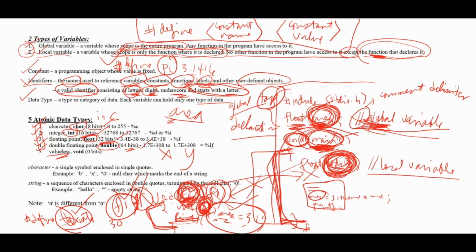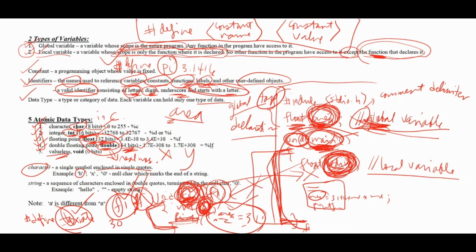These two, float and double, are real numbers, meaning numbers with decimal places. But this double is a real number with 64 bits of RAM space, while float is a real number with only 32 bits of RAM space. Now, integer is a whole number with 16 bits of memory allocation. Character is any symbol enclosed in single quotes. Okay, so that's the definition of character.